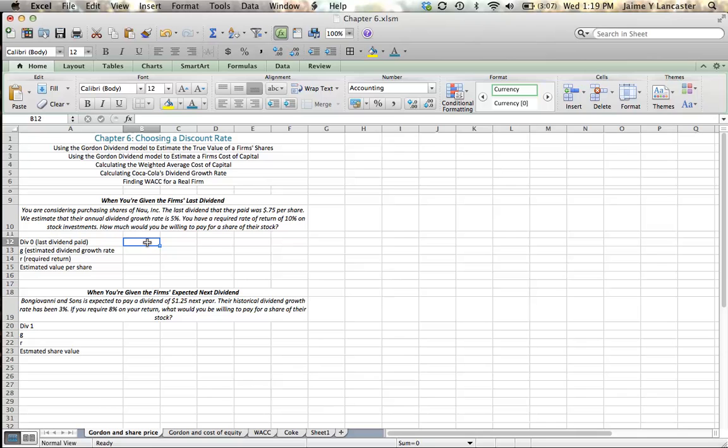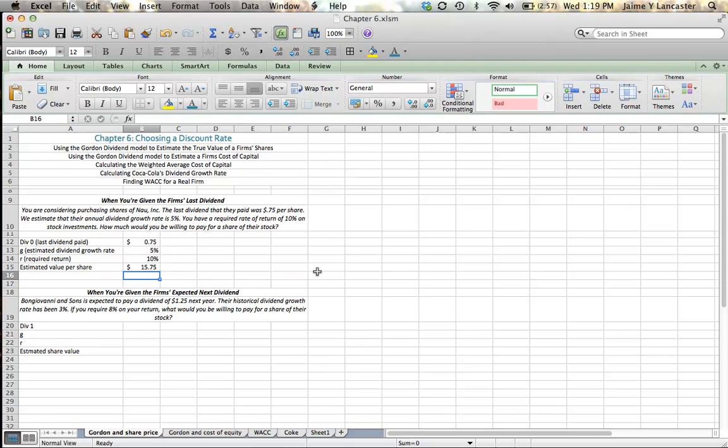So let's plug in our inputs. Our last dividend was 75 cents. Our estimated growth rate is 5%. Our required return, or cost of equity, is 10%. So our estimated value per share is going to be equal to our last dividend multiplied by 1 plus the growth rate, divided by the required return on the stock, or the cost of equity, minus the growth rate.